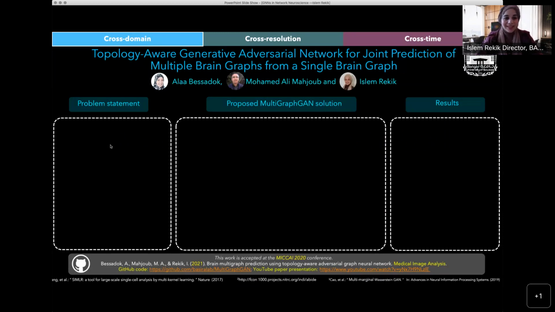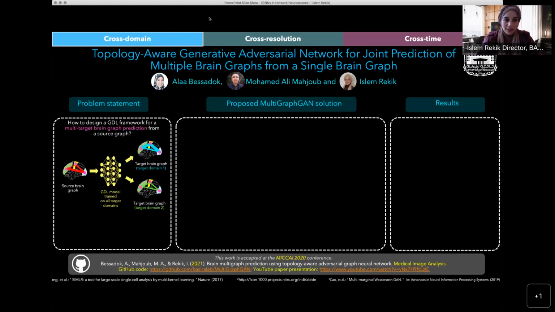So let me explain briefly what the aim of the cross-domain graph prediction is. The problem that we want to solve here is how can we design a graph neural network or geometric deep learning framework that enables the prediction of multiple target graphs across multiple domains from a single source graph. So this is the question that we want to answer. How can we do this multi-graph generation model?